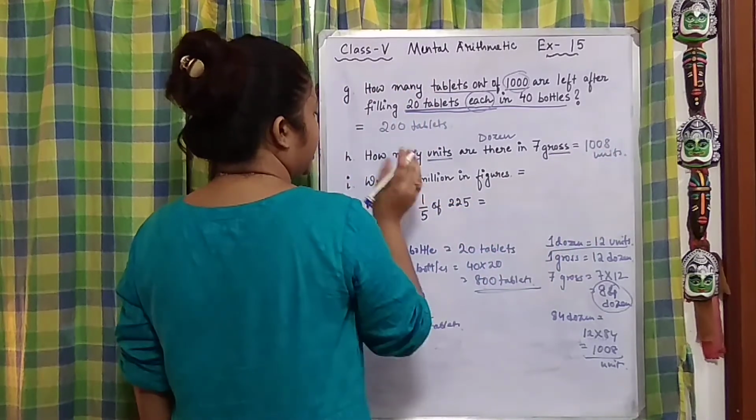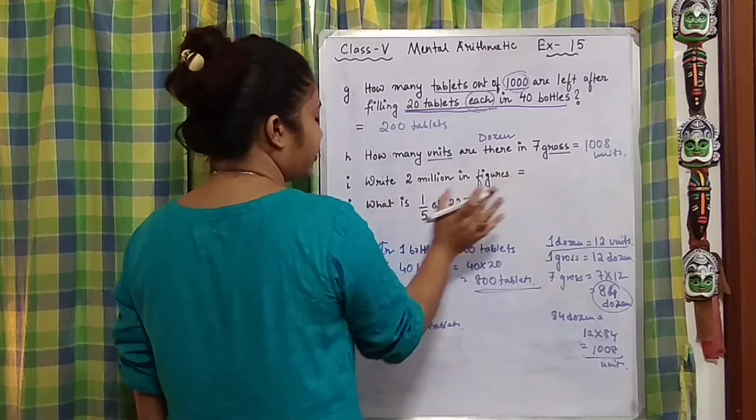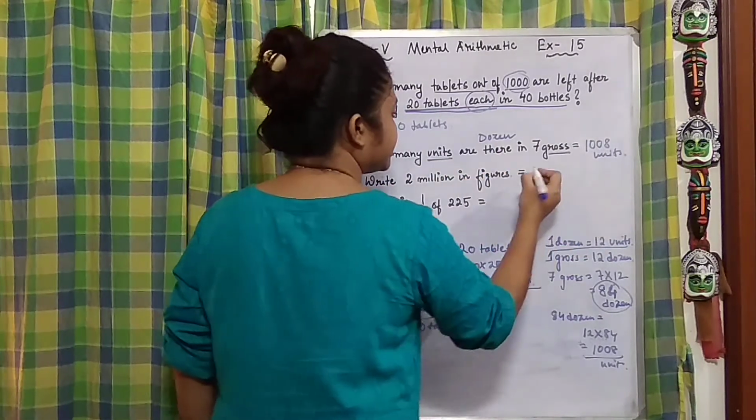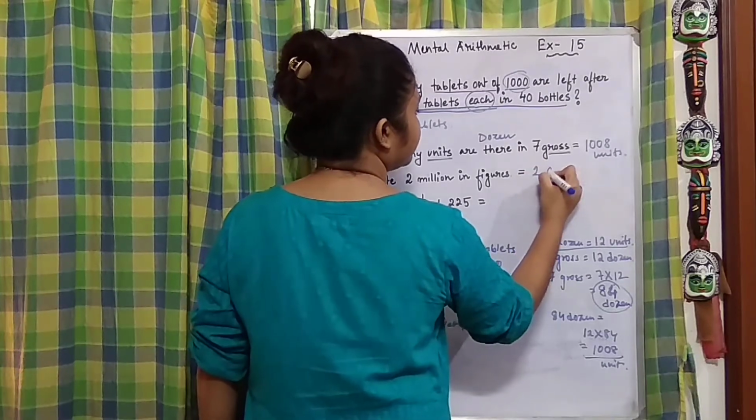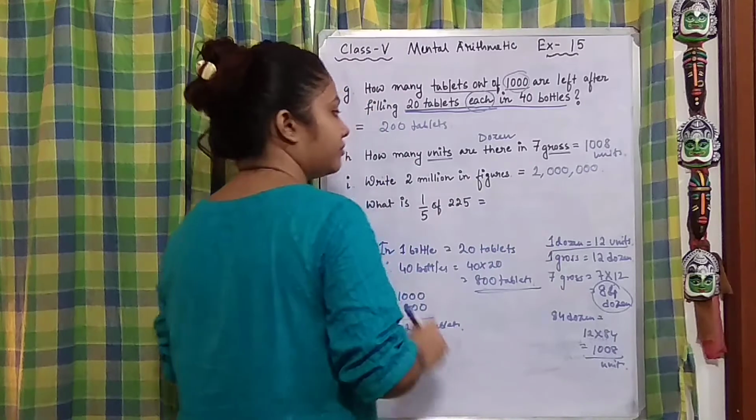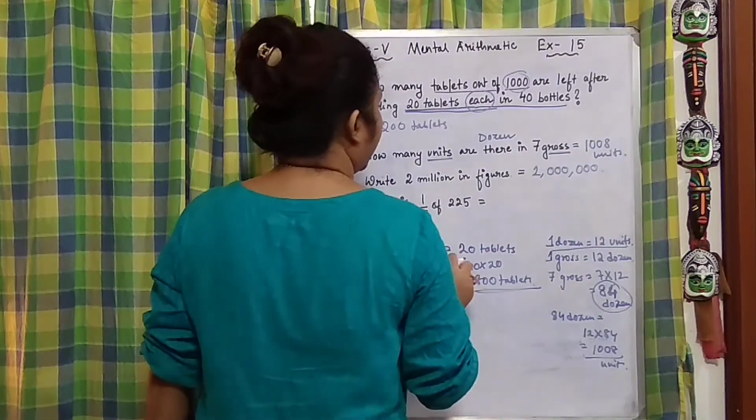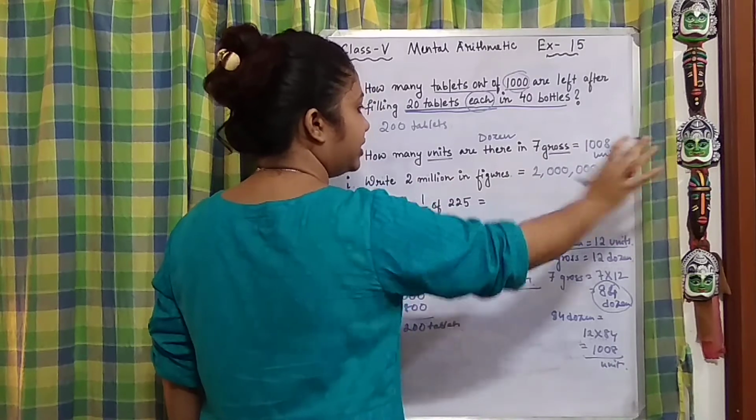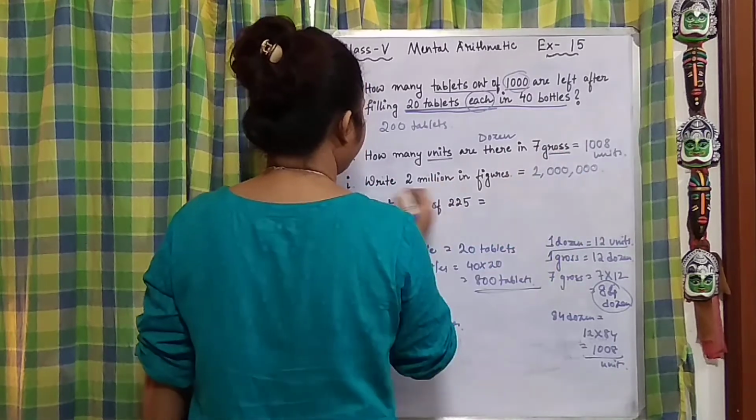Understand? Now this is a very silly question where they have asked to write 2 million in figures. So here write it down. Alright, you can also write it down in figures or in words.